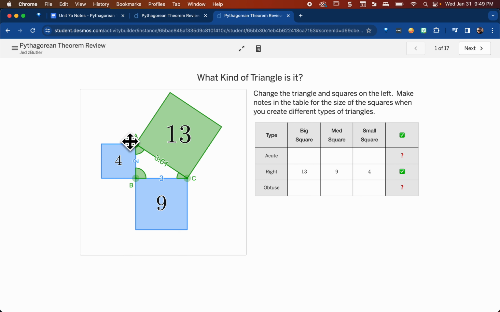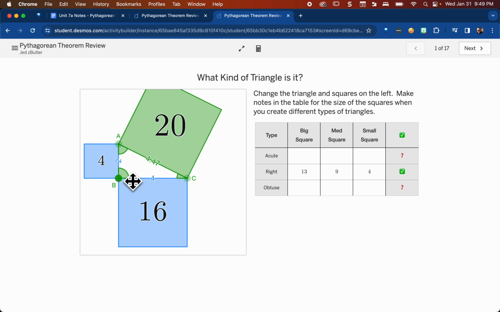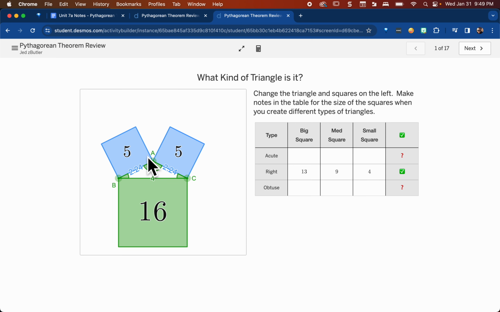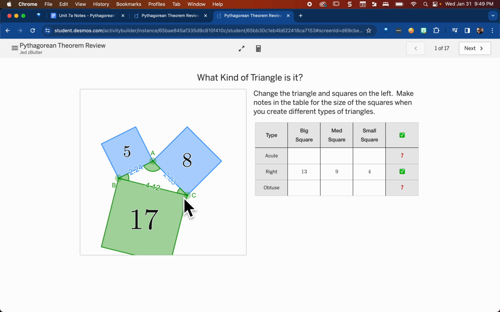Let's see if I can make an obtuse triangle. So I'm trying to move some things around and make some kind of obtuse triangle. That looks like an obtuse triangle there, where the angle looks bigger than 90 degrees. And I noticed that the big square is 17 and the other squares are 8 and 5. That totally works.